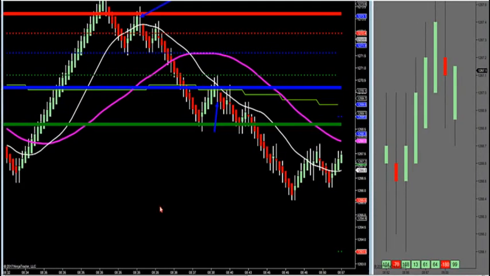All right, let's look at gold. These are three sell setups that we had in gold this morning with news. News came out at 8:30, non-farm payrolls. I want to concentrate on the Renko.